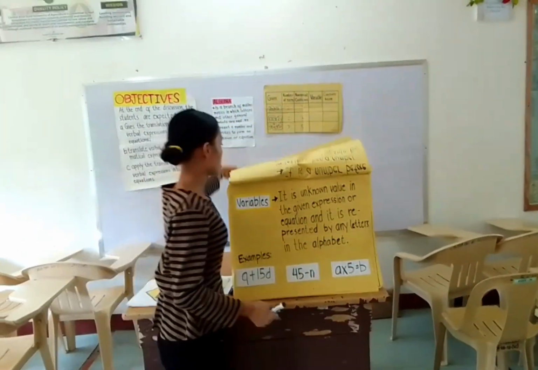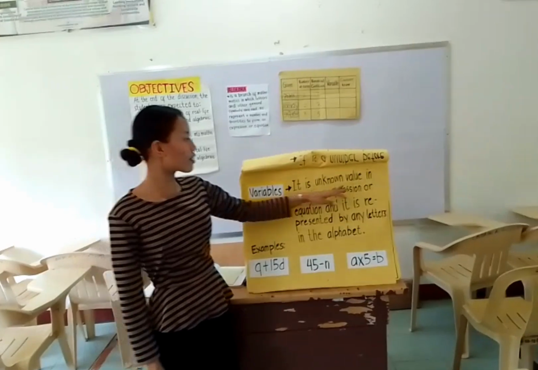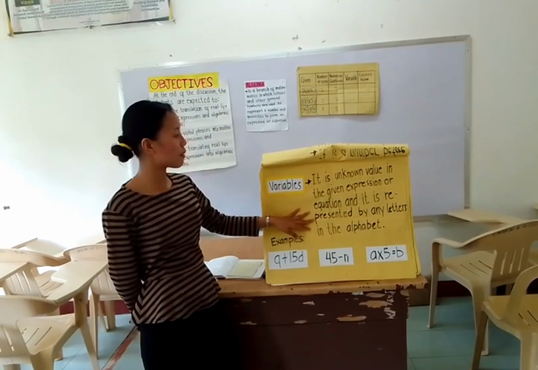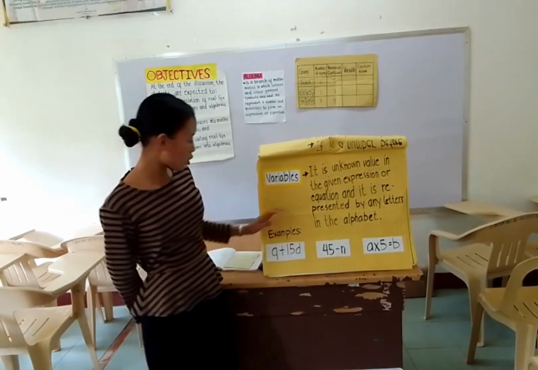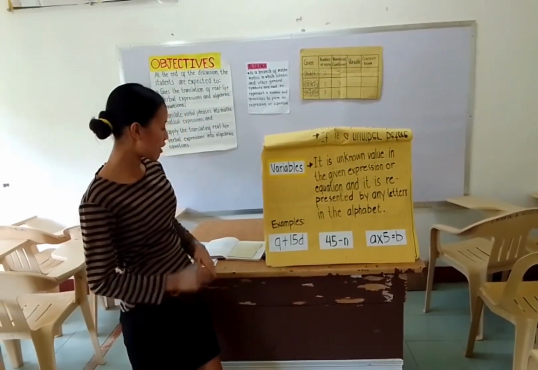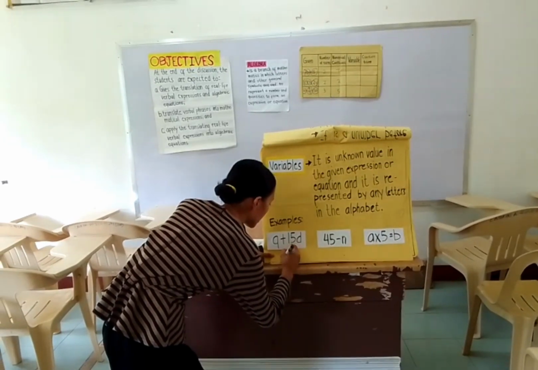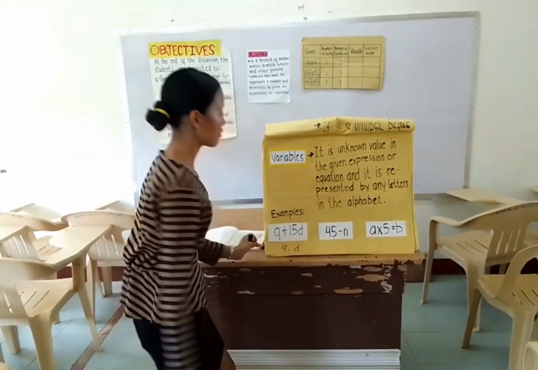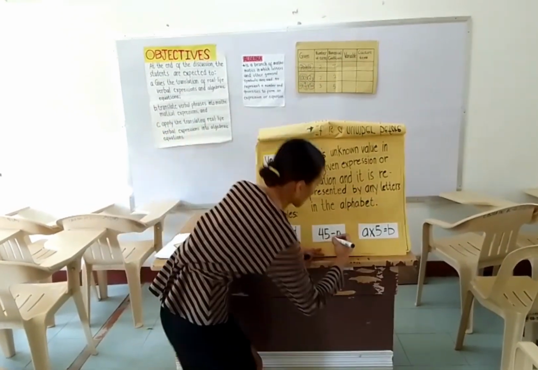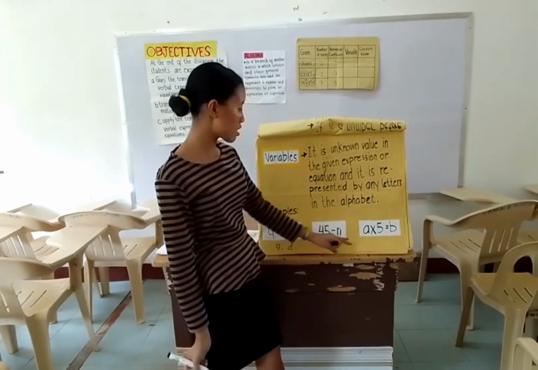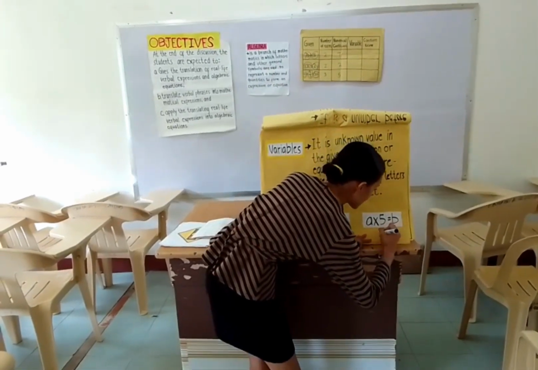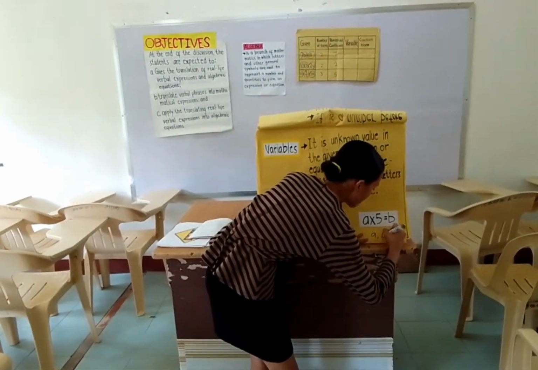Next is the variable. A variable is an unknown value in the given expression or equation, and it is represented by letters in the alphabet. For example, q plus 15d. The variables here are the letters q and d. Next, 45 minus n. The variable in this example is the letter n. Next is 8 times a equals b. So the variables here are a and b.